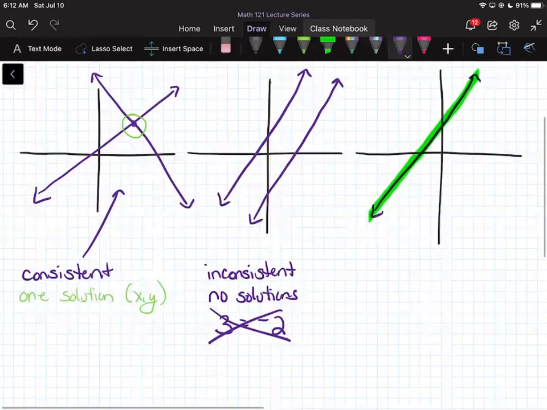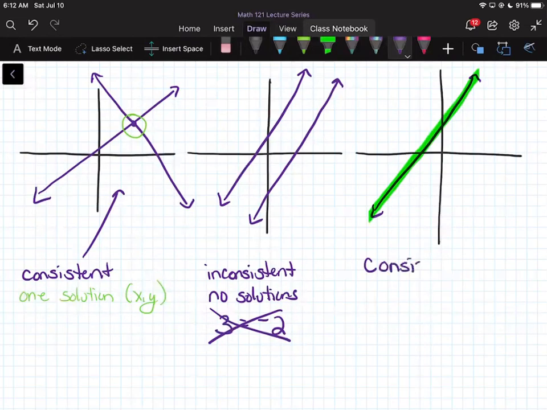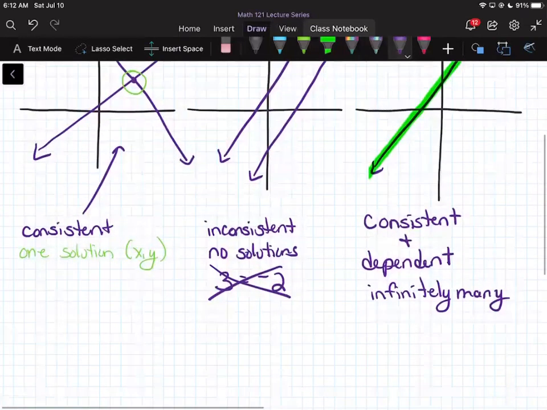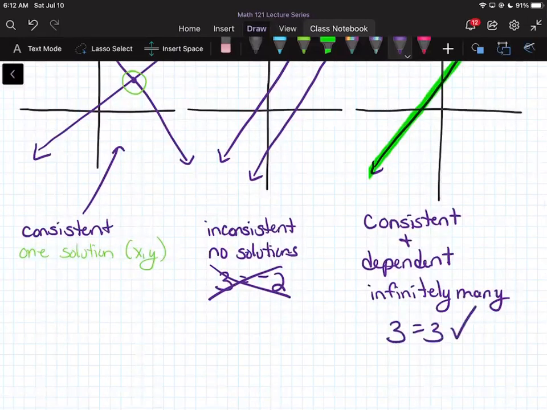And the third type of system is something where we end up with a system that is consistent and dependent. And in this case, there are infinitely many solutions, as any point on the line will work. Solving these algebraically, you end up with something like 3 equals 3, which is always true, so there are infinitely many solutions.